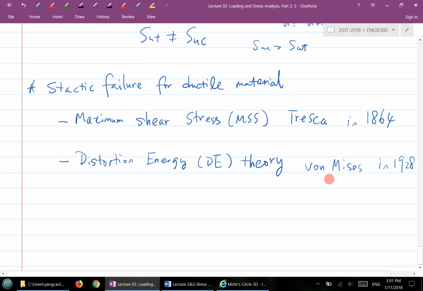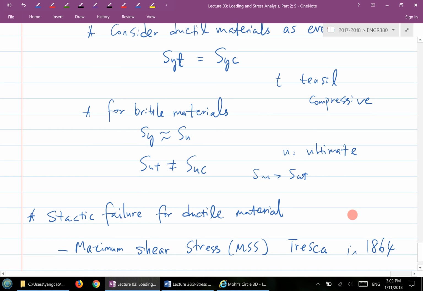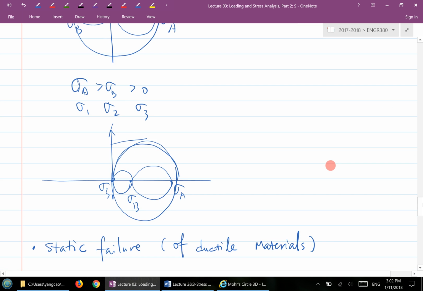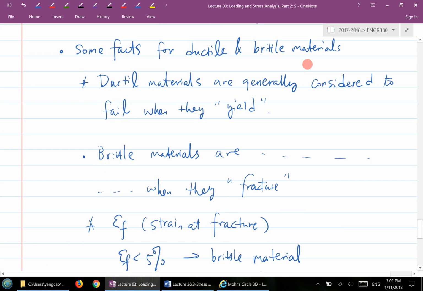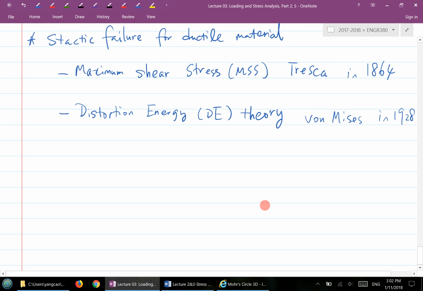Okay, so let's look at each one of the theories separately. But before I present the MSS theory, let's go back to the statement, basically looking at the planar state of stress in 3D. I think we can summarize some of the information for our usage. So for a planar state of stress in 3D.